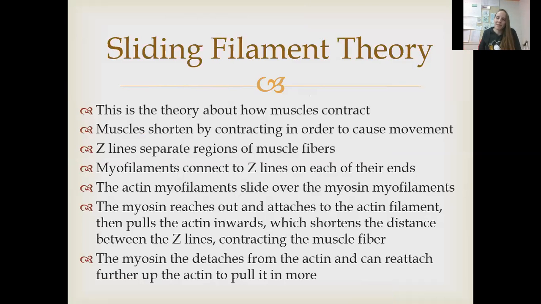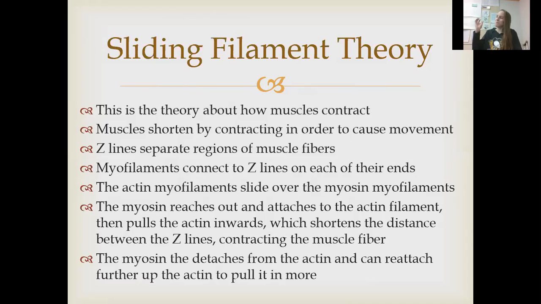The sliding filament theory is the theory that describes how muscles actually contract. Muscles shorten by contracting in order to cause movement. There's something called the Z lines, which separate the different regions of muscle fibers, and the myofilaments connect to the Z lines at their ends. So each end of a myofilament, either the myosin or actin, connects to a Z line. And then the actin myofilaments slide over the myosin myofilaments, hence why it's called the sliding filament theory.